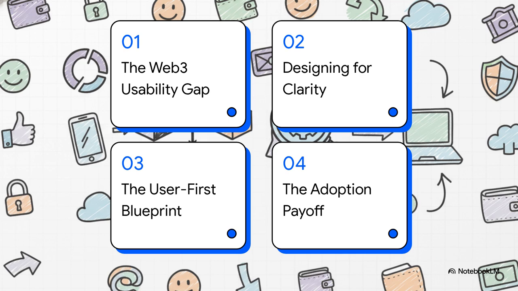So here's how we're going to break it down. First, we need to really understand the problem, what we're calling the usability gap. Then we'll look at the solution, designing for absolute clarity. After that, we'll walk through the actual blueprint for how to build these user-friendly products. And finally, we'll see why all of this matters so much, the huge payoff at the end.